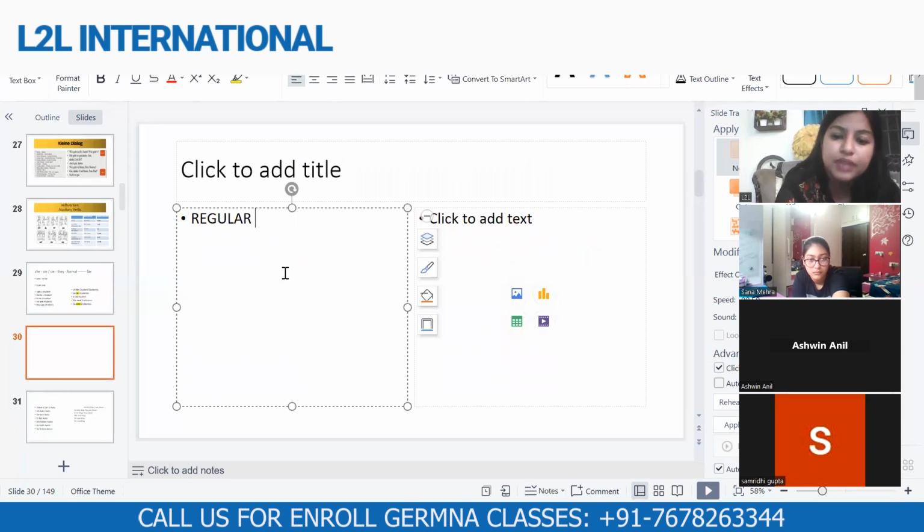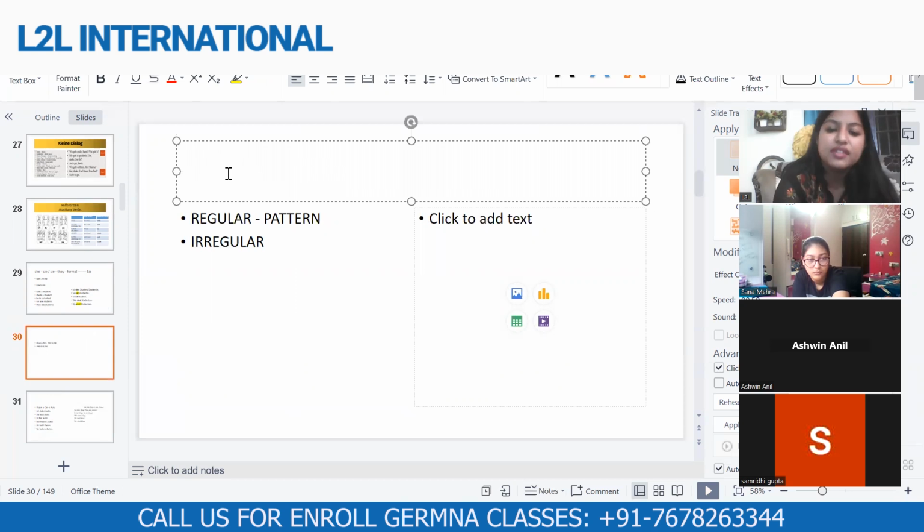Regular verbs, and the other part is irregular verbs. All the regular verbs have some sort of pattern that you need to learn, and after learning the pattern, you can conjugate. Conjugate means changing the verb with the subject. That is the meaning of conjugation.